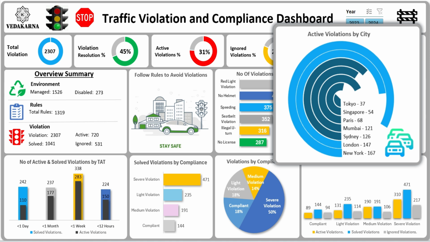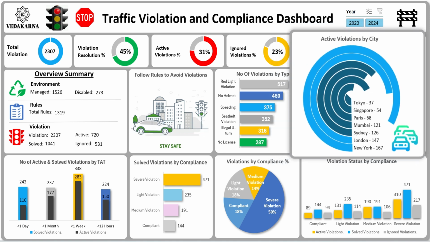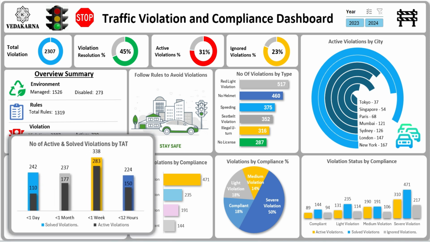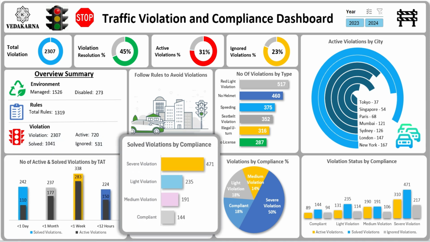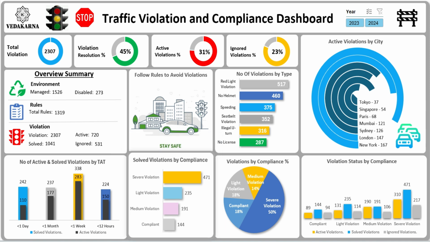To the right, active violations by city identifies cities with the highest ongoing violations. Further down, number of active and solved violations shows how quickly cases are resolved. On the right, solved violations compliance classifies resolved cases into severe, medium, and light violations.